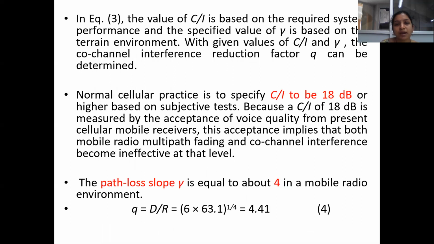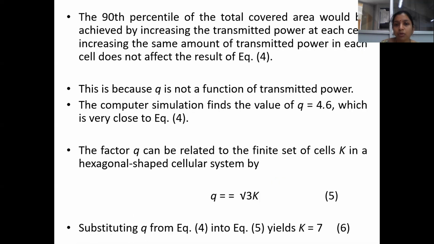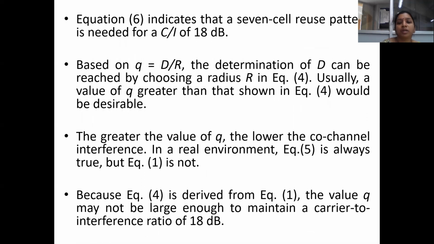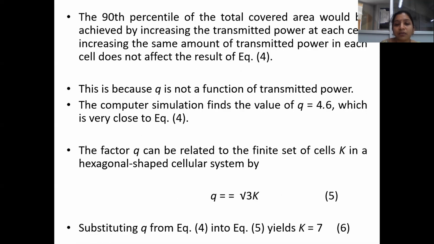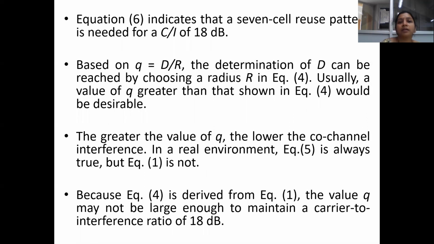If it has to satisfy the carrier to interference ratio of 18 dB, we are considering that value. We substitute that value, and if we take all the co-channel cells at the same distance, then the value we are getting for K, the cluster size, is 7. So equation 6 indicates K is equal to 7. K is equal to 7 means nothing but a 7 cell reuse pattern.